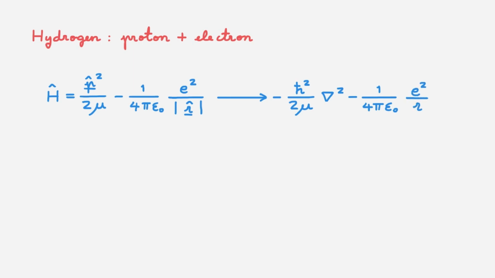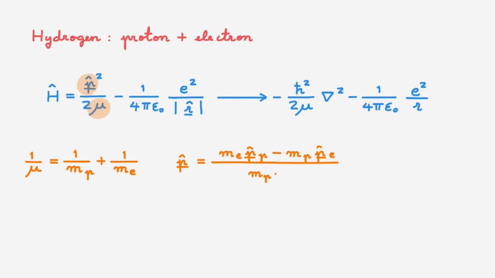And for a full derivation, you should check out the introductory video on the hydrogen atom, but as a reminder, mu right here is the reduced mass of the system and is related to the masses of the proton and the electron by this equation. P here is the relative momentum, given by this expression in terms of the individual momenta of the proton and the electron, and R is the relative position, given by the distance between the proton and the electron.